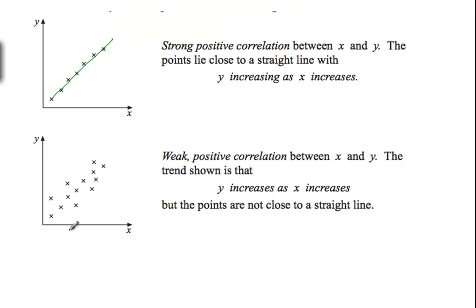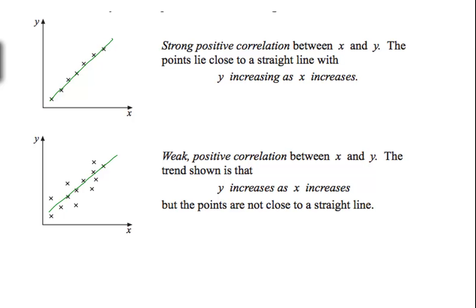And this would be an example of a weak positive correlation between X and Y. It's roughly like that, right? But we have some points that are not perfectly on it, and they're a little bit far away. But it is generally going in the positive correlation direction, so Y increases as X increases.